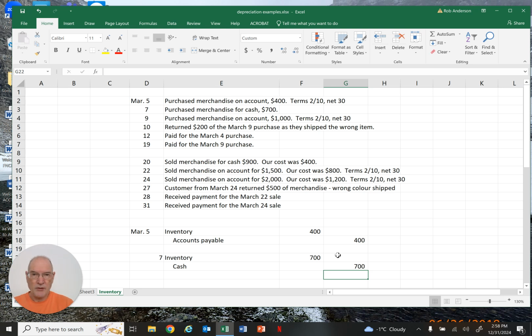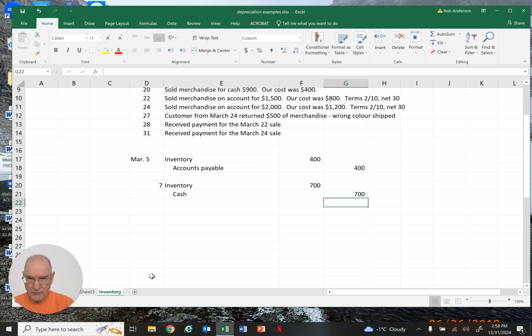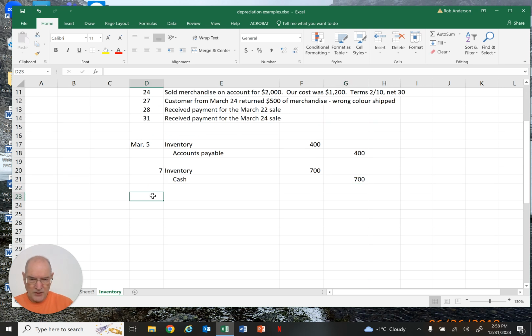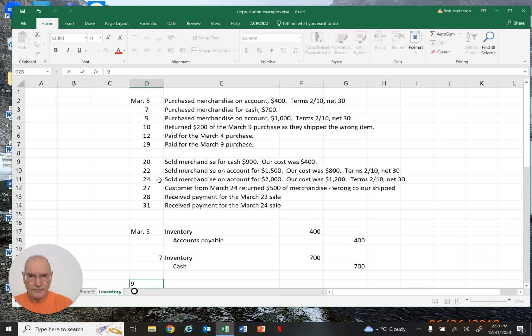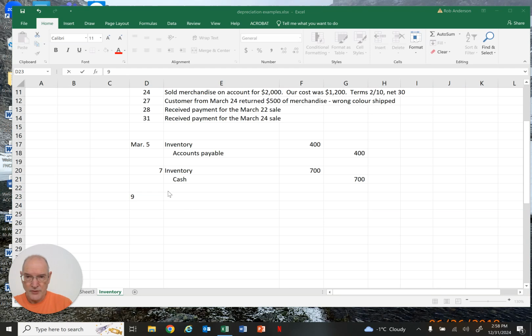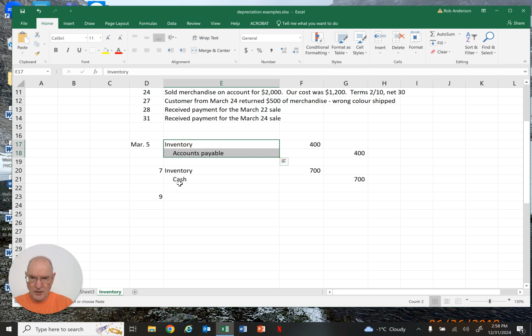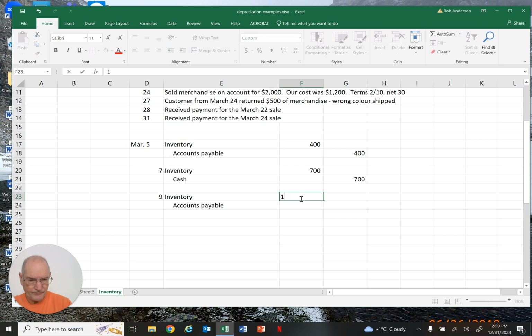So let's look at the payment of our, sorry, we're not there yet. Excuse me. We have one more to do. This is on the 9th. Purchase merchandise on account for $1,000. So once again, we're going to debit inventory. We're going to credit accounts payable. And I have it here, so I might as well just copy that in. So this was $1,000.